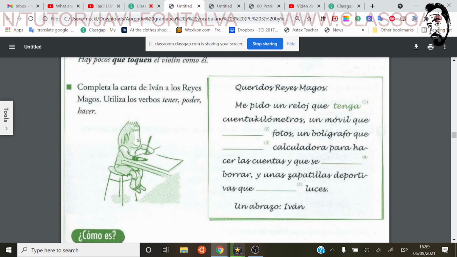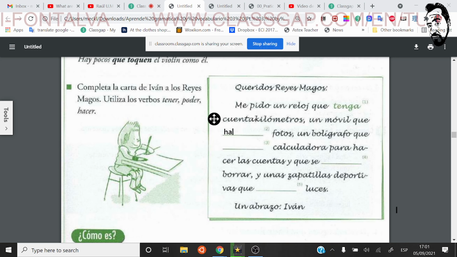Now the question is, it will be the subjunctive of hacer, yeah, subjunctive. You're right. So haga. Yes. For photos. So, un móvil que haga fotos.